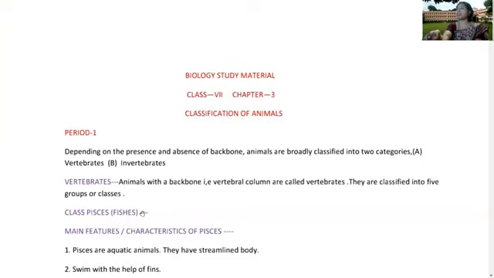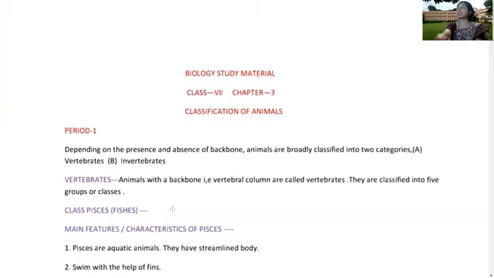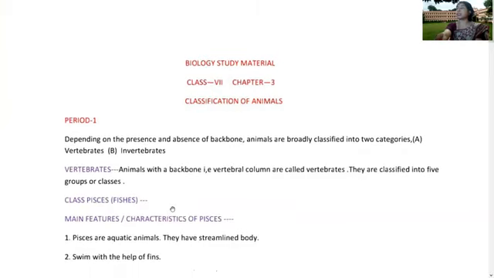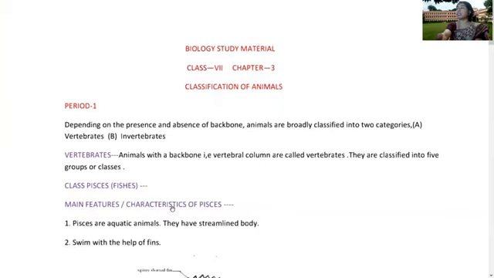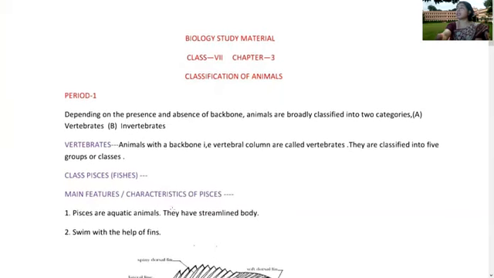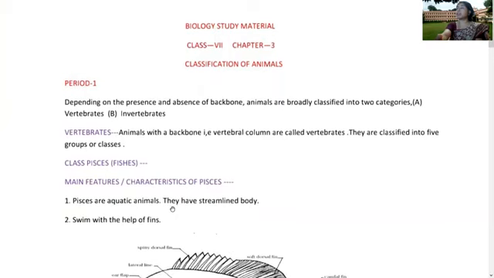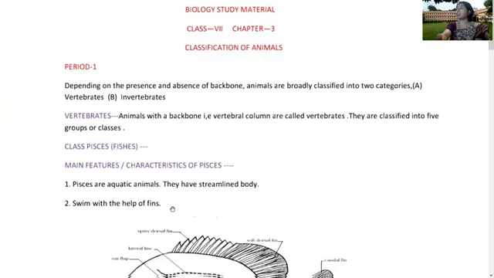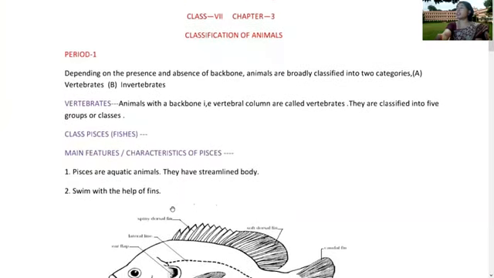The first category is pisces, right? We can say it as the fishes, okay? So we will see the distinguishing characters of fishes. First character, you see it is written that they are aquatic animals. That means this type of animal is normally found in water. Okay. So we will see a picture.